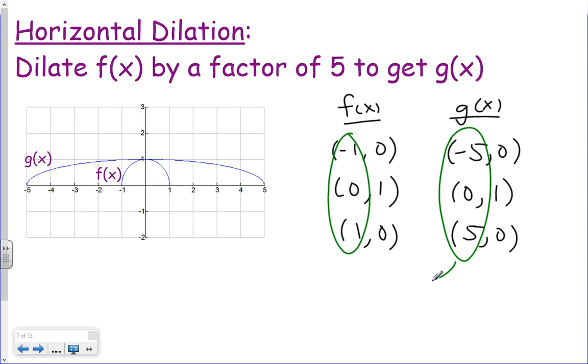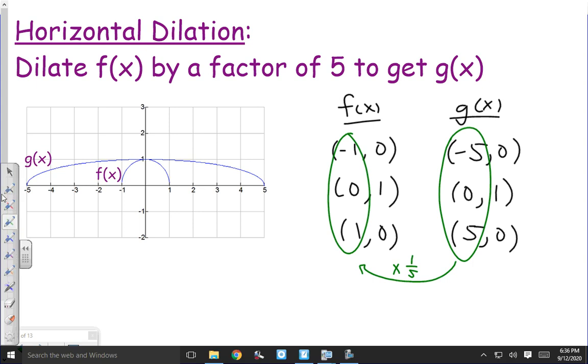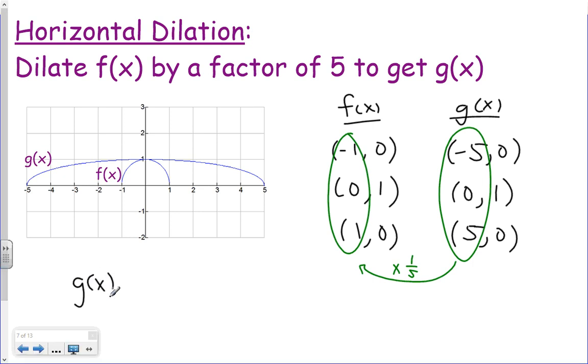And again, if I look at how I go from what's on function g back to function f, these are all 5 times as big over here under function g. So if I multiply the x values by 1/5, it looks like I end up with the values that I have on function f. So we should be able to write that. It looks like that g of x is equal to f of 1/5 x.